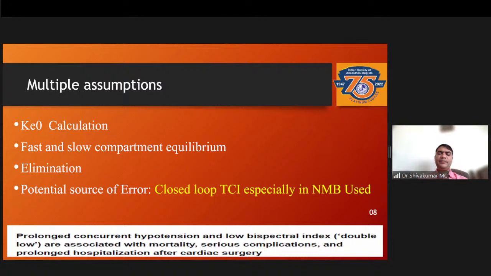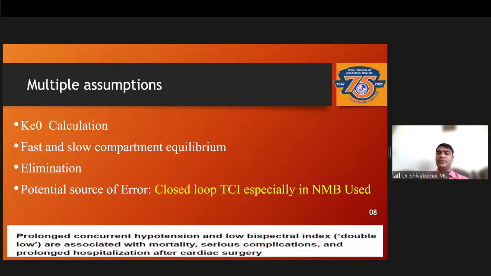And then the fast and slow compartment equilibrium. Again, there is a fast and slow compartment. These are some assumptions that there is a constant. It is not precisely validated how much time it takes to equilibrate between the fast compartment and the slow compartment. And elimination: how much time it takes to eliminate. Some elimination depends on different enzymes, some on the liver, some on the renal system. So elimination is not validated exactly. These are made based on certain assumptions. Then there is a potential source of error.